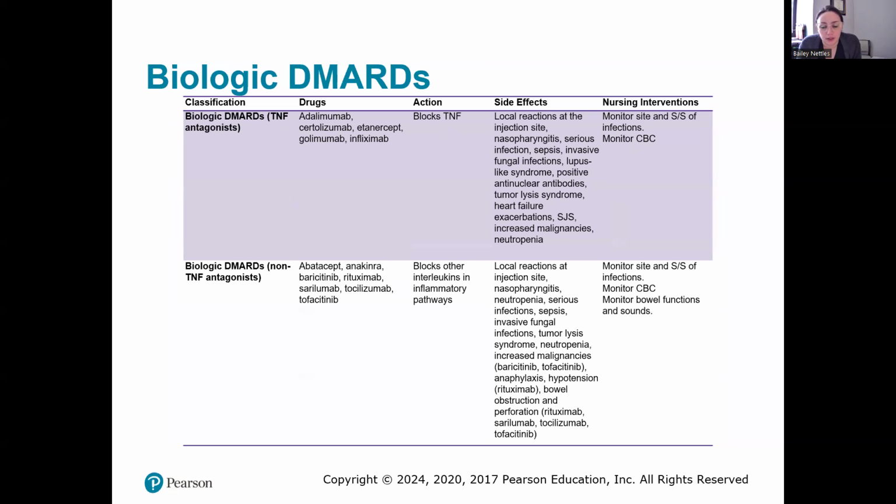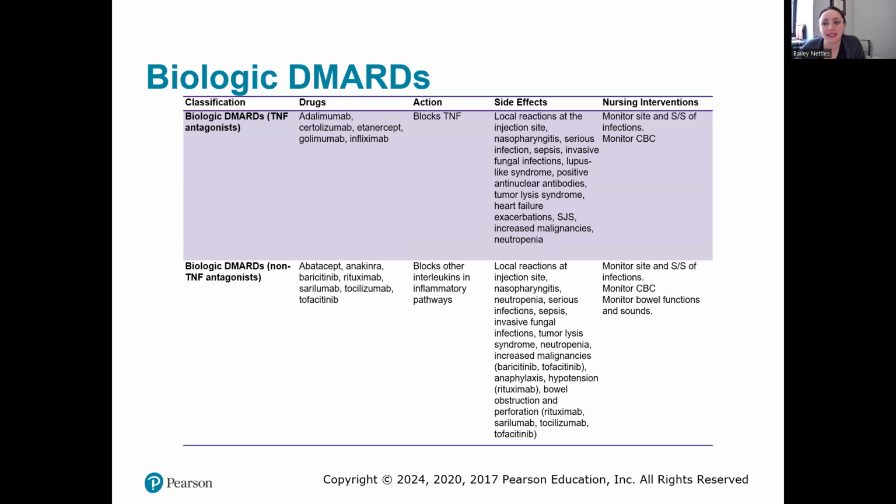So then we have our biologic DMARDs. So TNFs or non-TNFs. When you block TNF, which is released to promote inflammation, you won't have inflammation. These are horrible names to remember, okay? A lot of them end in CEPT or UMAB. They have much easier trade names, but I'm going to try in a minute, okay?